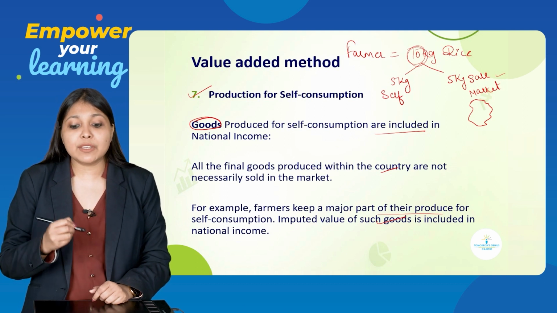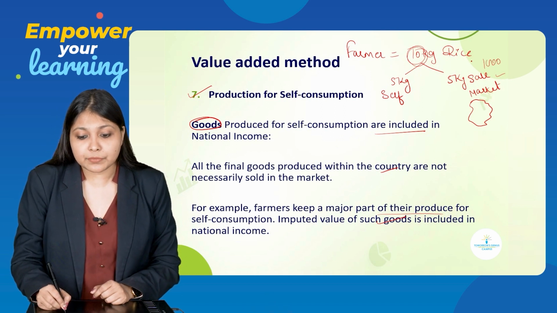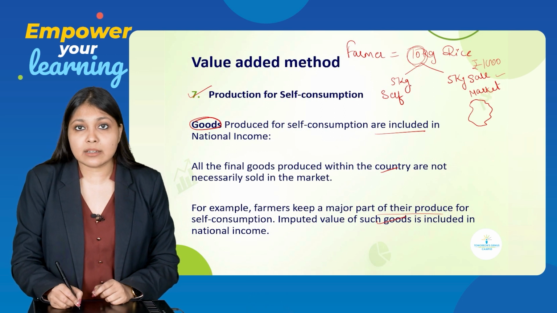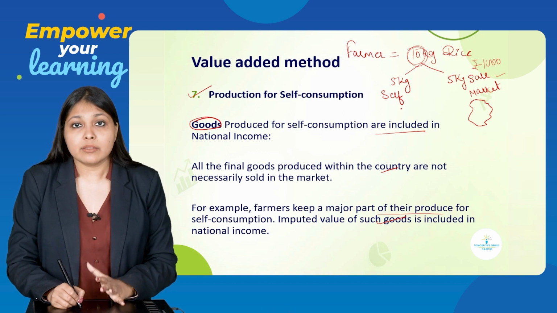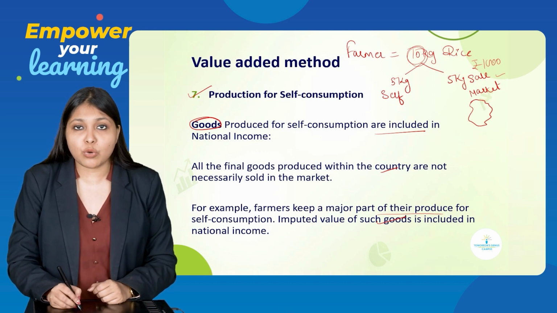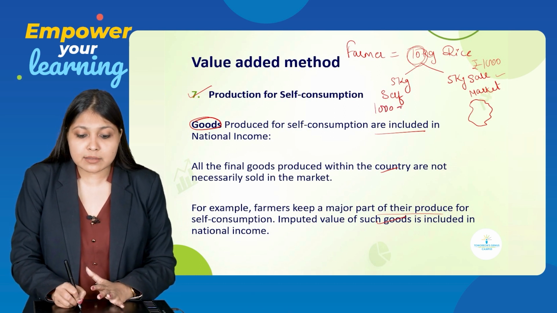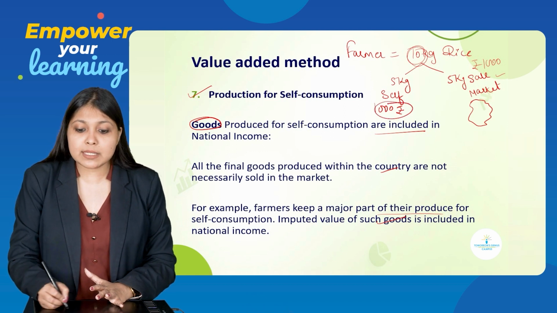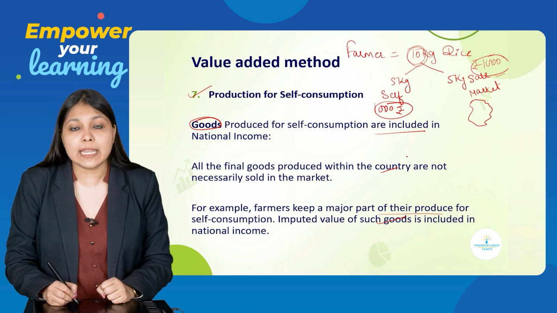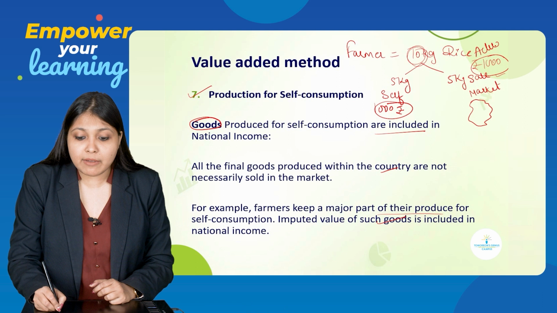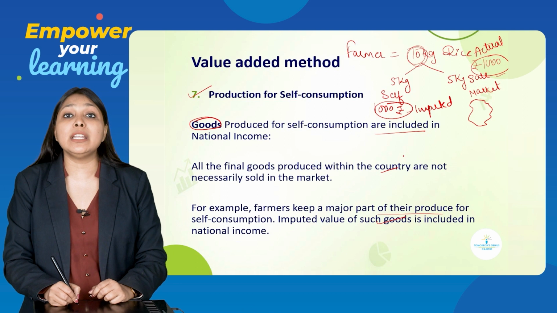Say suppose the 5 kg rice which the farmer sold in the market cost rupees 1000. Now here also we will consider that if the farmer would have sold those 5 kg of rice also, instead of keeping it for self consumption, he might have gotten 1000 rupees. So this 1000 rupees as well as this 1000 rupees, both will be included under national income. This will become your actual value, and this is nothing but your estimated or imputed value.